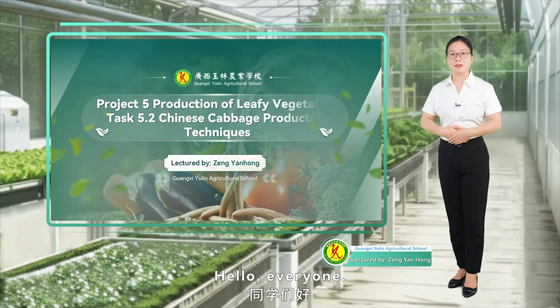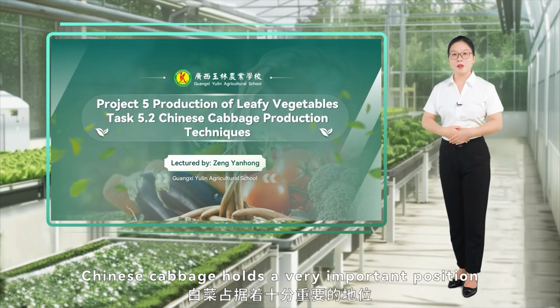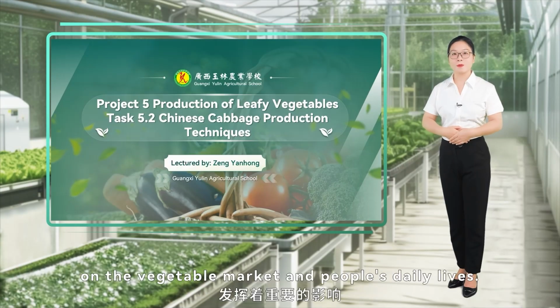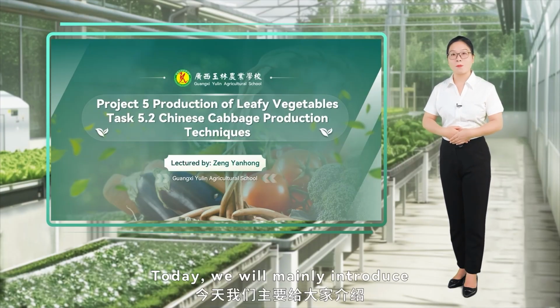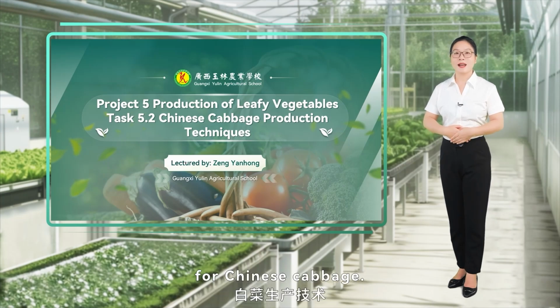Hello, everyone. Among the vegetables in our country, Chinese cabbage holds a very important position and has a significant impact on the vegetable market and people's daily lives. How can we produce high-yield, high-quality Chinese cabbage? Today, we will mainly introduce the open-field autumn planting technology for Chinese cabbage.